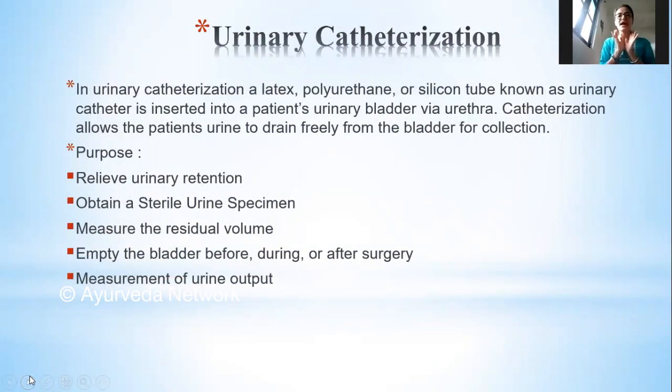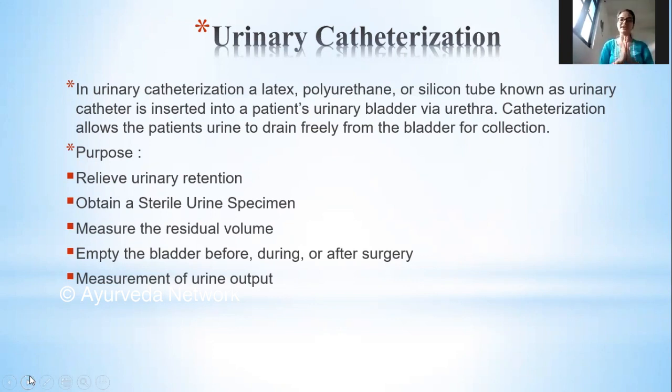Now let's come to the actual presentation, which is urinary catheterization. How do you define urinary catheterization? In urinary catheterization, you are using a urinary catheter. That catheter could be made of latex, polysilicone, or even a rubber tube. You are going to insert it into a patient's urinary bladder, and you are going to take it there via the urethra.